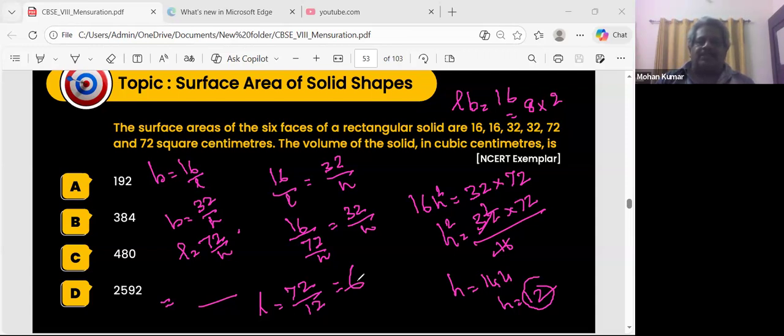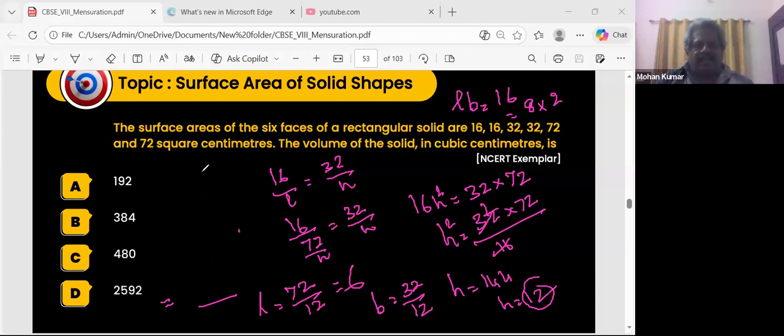Now we need one more dimension, that is breadth. So breadth is equal to 32 by H. So B equals 32 by 12. Let's keep it like that. What is the question? V needs L into B into H. Let's do it. Now we need L, B, H, that is 6 into 32 by 12 into 12.